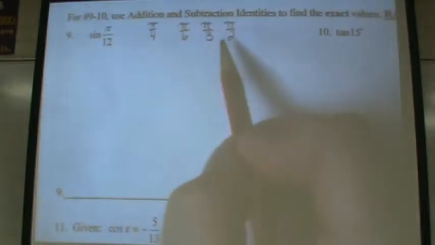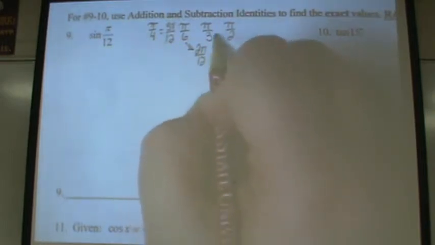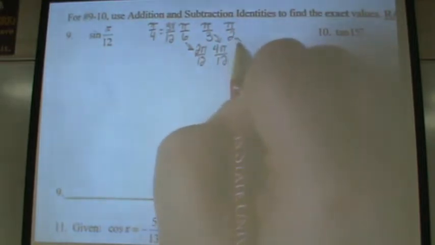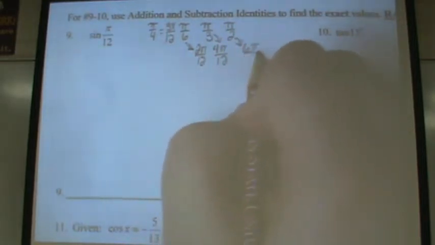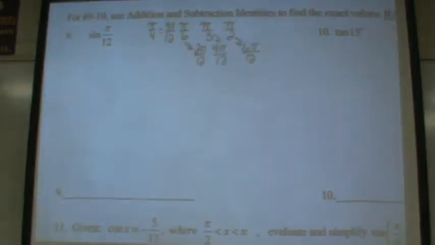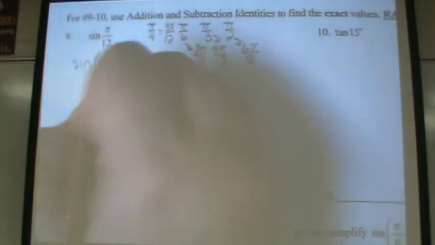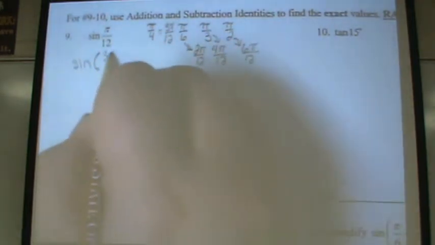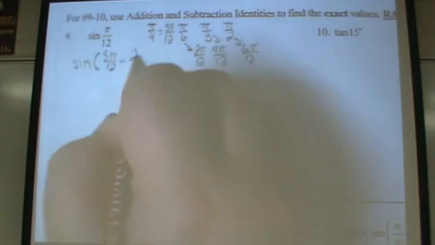And we want to rewrite those in terms of being over 12. So that means pi over 4 is 3 pi over 12, pi over 6 is 2 pi over 12, pi over 3 is 4 pi over 12, and pi over 2 is 6 pi over 12. So we can use any of those in order to get that pi over 12. So we're going to do sine of 3 pi over 12 minus 2 pi over 12.